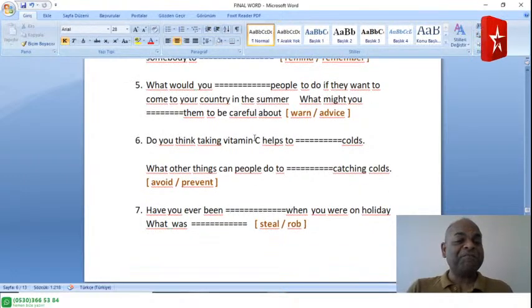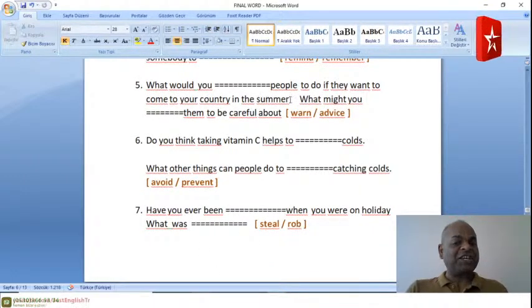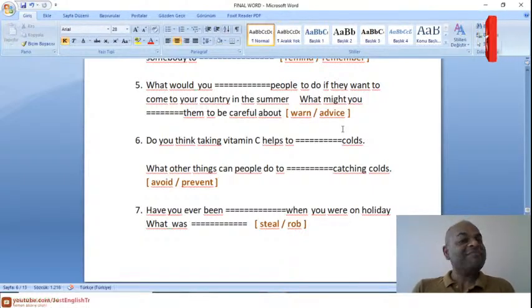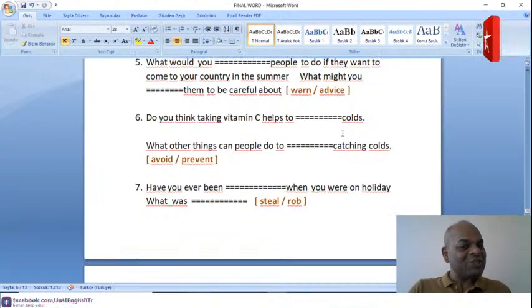Number 5. What would you dash people to do if they want to come to your country in the summer? What might you dash them to be careful about? Now in the bracket we got warn and advise. Nijat says advice. And the second one says warn. That's the right answer.